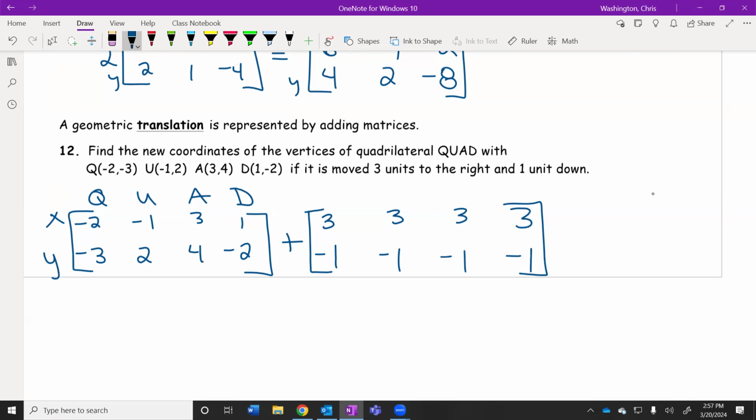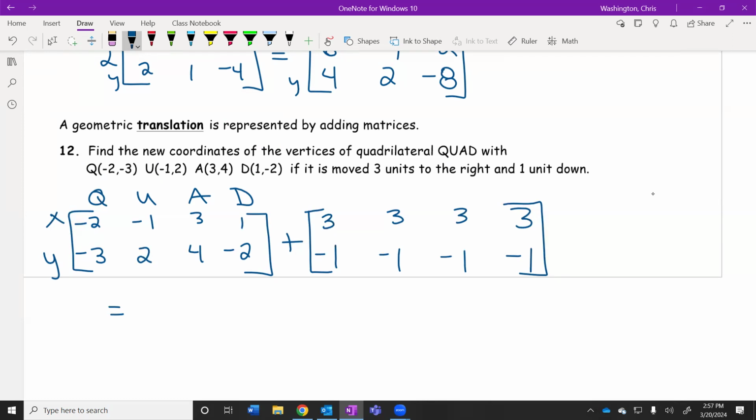You might be interested in computer programming. Computer programming uses lots of arrays, lots of matrices, believe it or not. Very similar to this, right? So if you're interested in computer programming, you probably need to know a little bit about matrices, perhaps.